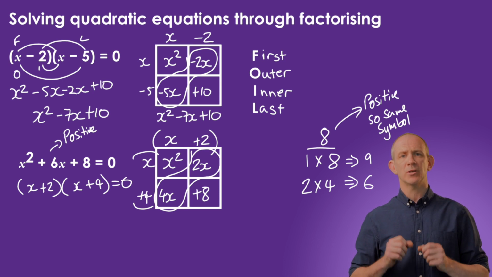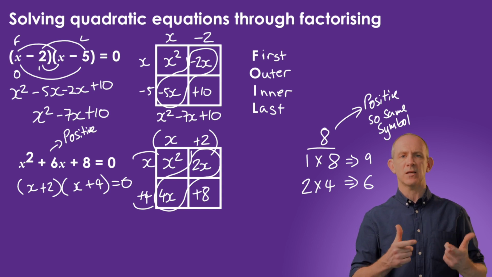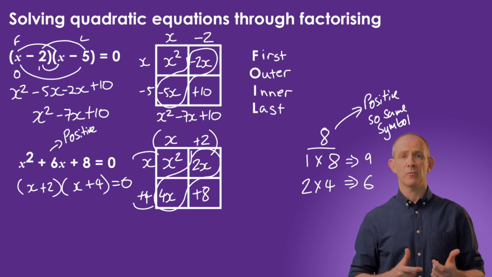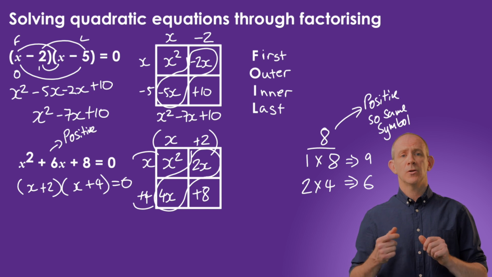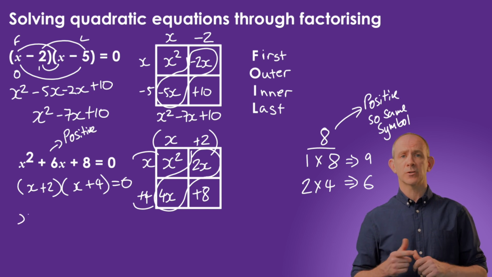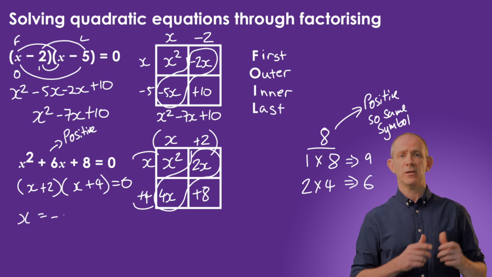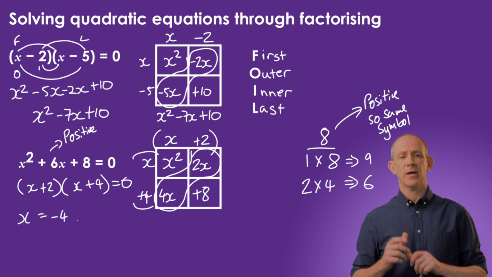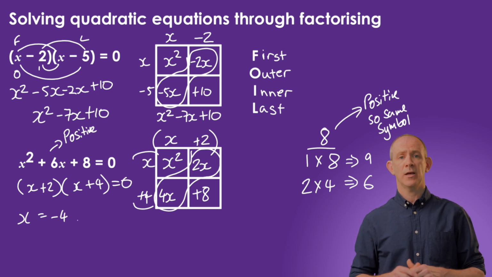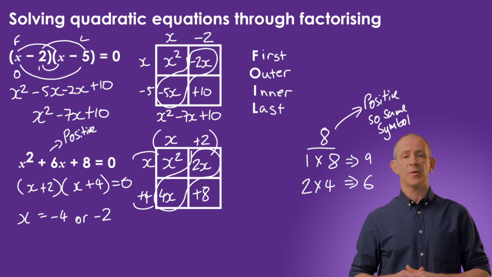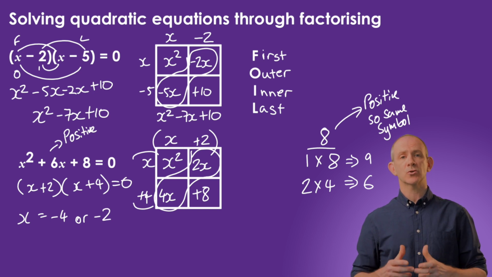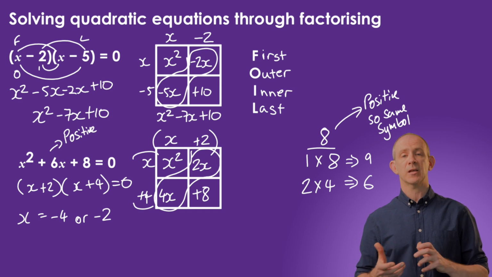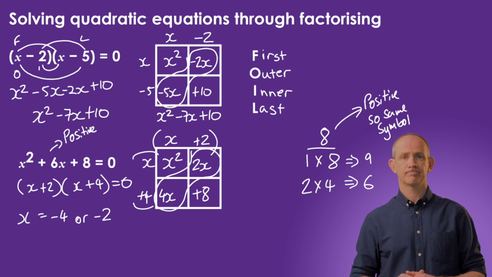Remember that this equation equals 0, so one of these sets of brackets has to equal 0 for this to be solved. In order for x plus 4 to equal 0, x is going to have to be negative 4. In order for x plus 2 to equal 0, x would have to be negative 2. So either of these can be our answer for x. We need to make sure that we state both of them, and then it can be either or.